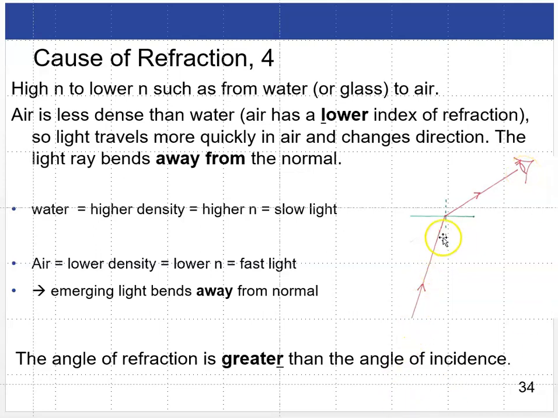So the water has a higher density, higher index of refraction. It's slow. So it's going to be closer to the normal. Slow light's always closer to normal. Air will have a lower density, lower index of refraction, and it's fast. And that means it will be further away from the normal. Remember, you're always measuring relative to the normal. The angle of refraction is greater than the angle of incidence.